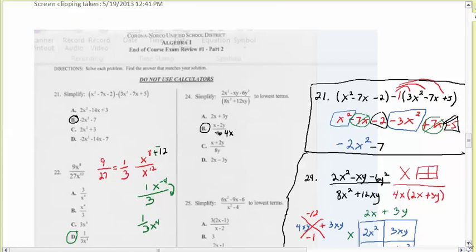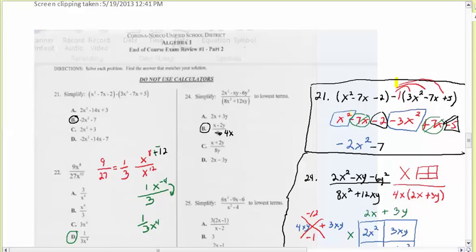Okay, number 21. It's a subtraction problem, so there is an invisible 1 in front of the parentheses. So we're right here. There's an invisible 1 right here. So I'm going to do a distributive property, changing the signs of everything that's inside of there, so it becomes a negative 3x, a positive 7x, and a negative 5.